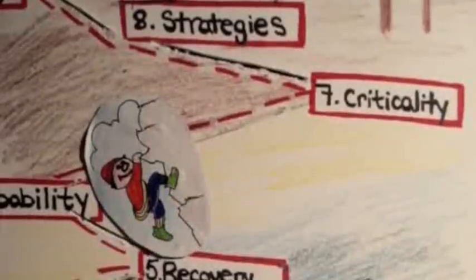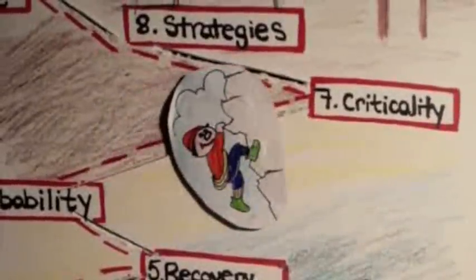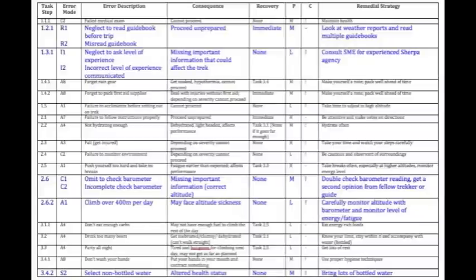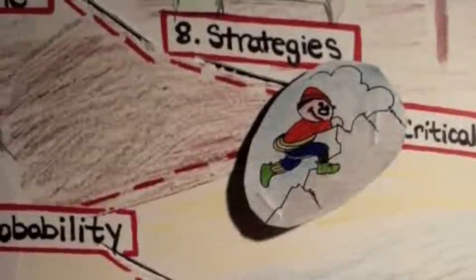Step 7. Examine criticality of error. Next, the analyst determines the criticality of the error based on a scale of low to high if the error leads to an unresolvable consequence, such as interfering with the success of the task. For example, the error climbing every 400 meters per day is rated as high criticality because the consequences of this error could be severe.